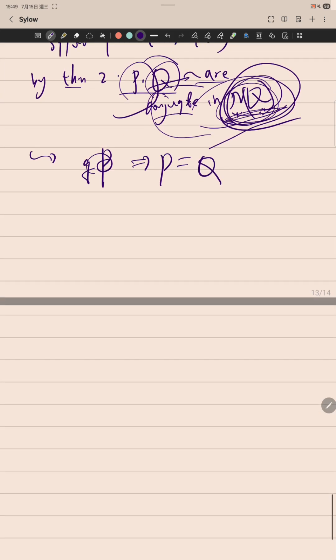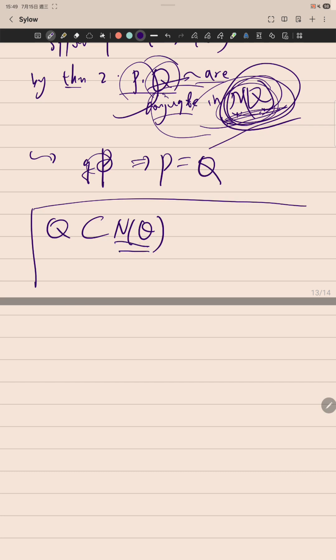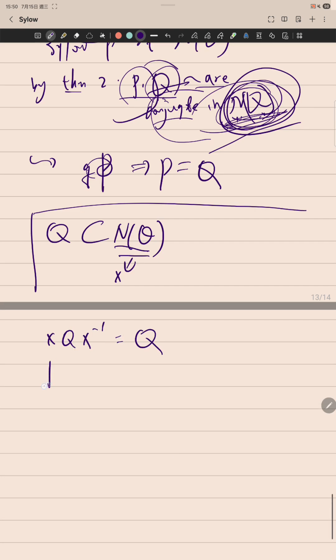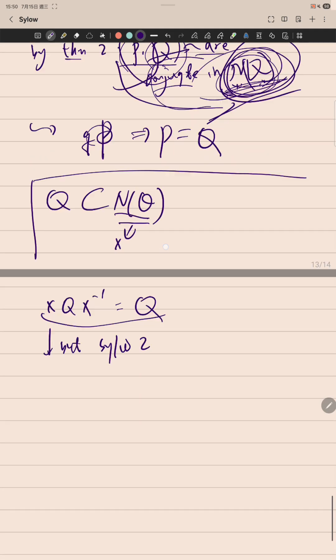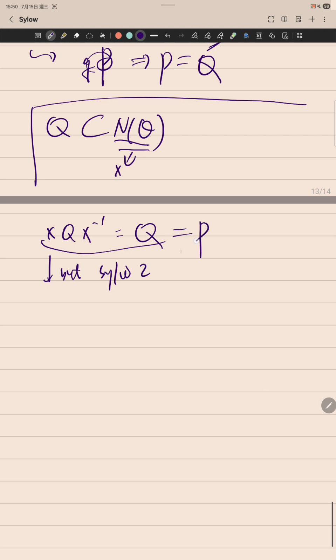Okay, so this is a little bit tricky. So let me state it more carefully. By definition, for any element X in N of Q, X Q X inverse will be Q. But the Sylow theorem tells me that this should generate P, because P is also in N of Q. But P is a Sylow group of it. So this is by Sylow 2, the second theorem of Sylow, which finally proves that N P is 1 mod P.